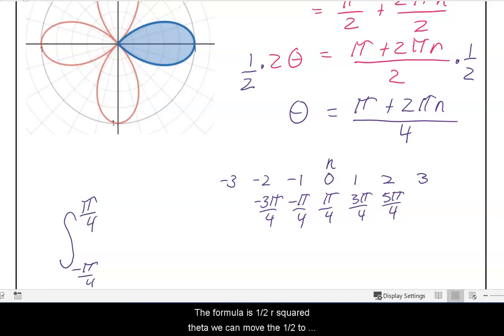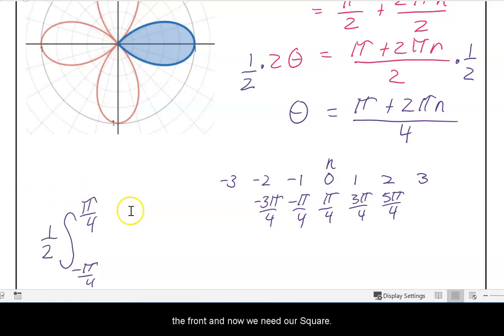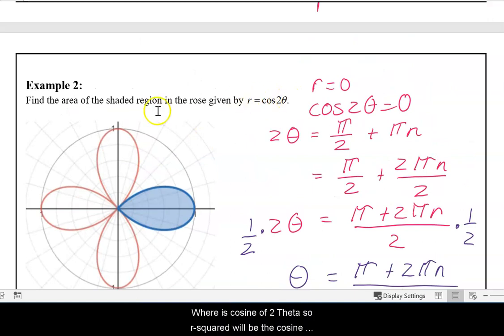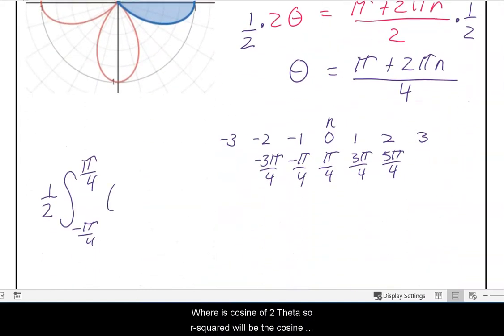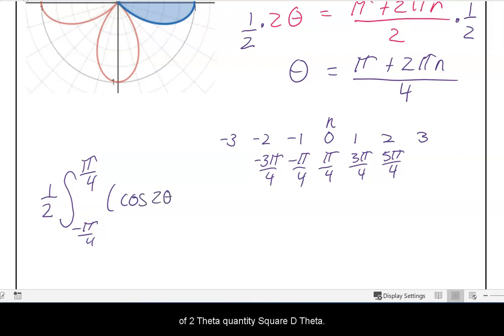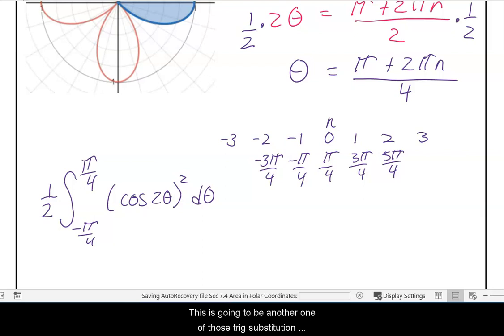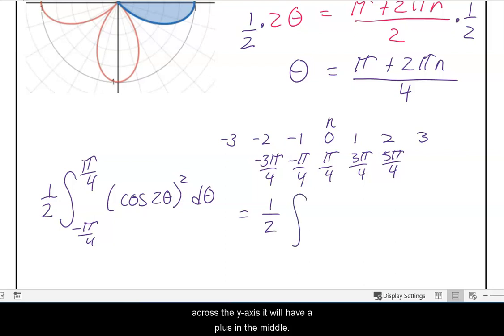The formula is 1/2 r squared d theta. We can move the 1/2 to the front, and now we need r squared. R is cosine of 2 theta, so r squared will be the cosine of 2 theta quantity squared d theta. This is going to be another one of those trig substitution problems where you have to replace cosine squared with the double angle formula. Because cosine is normally an even function, symmetric across the y-axis, it will have a plus in the middle.